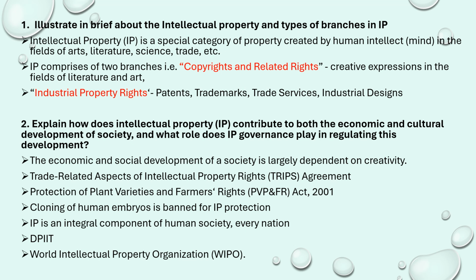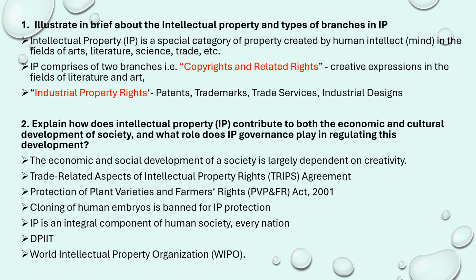And types of branches in IP: you have two branches, one is copyright and related rights, and the other is industrial property rights. Copyright and related rights is where an innovation or creativity happens in the field of art and literature, not science and technology. Industrial property rights deal with patents, trademarks, geographical indications, trade services and industrial designs. All these come under industrial property rights.